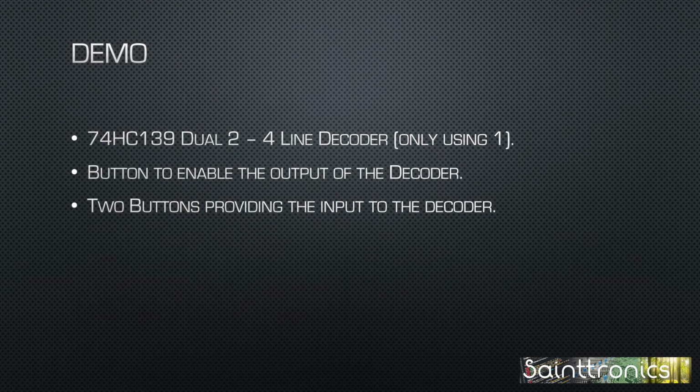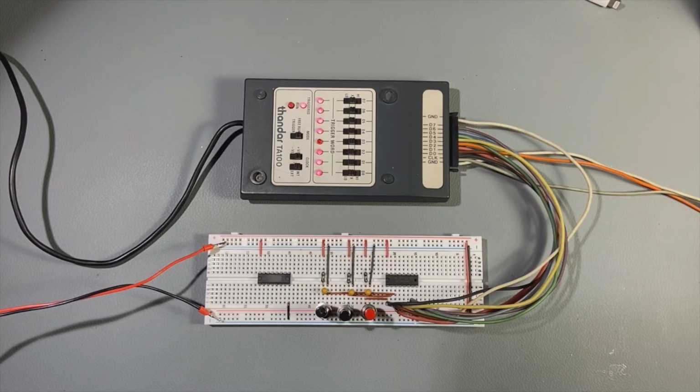In this demo, we will use one part of the 74HC139. The 74HC139 is a CMOS version of the 74LS139, but more about that in a later video. In this demo, we'll have 2 buttons on our input, and we will inspect our output using a logic analyzer. In keeping with the retro style of these videos, we will be using an old 8-bit logic analyzer to view both the input and output levels of the 74HC139.